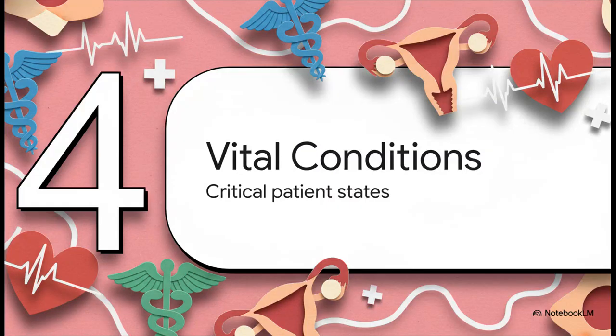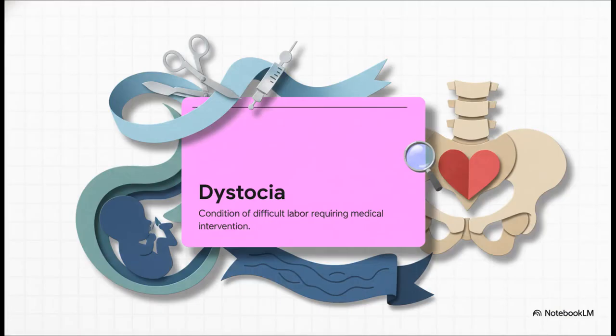All right, Section 4, Vital Conditions and Complications. Let's look at some critical patient states. Consider the term dystocia. This word is built with the prefix dys, meaning painful or difficult, and the suffix tocia for labor. So it specifically signifies a condition of difficult labor that requires medical intervention, something like a cesarean delivery. If a case study on your exam mentions prolonged, obstructed childbirth, dystocia is exactly the terminology you're looking for.